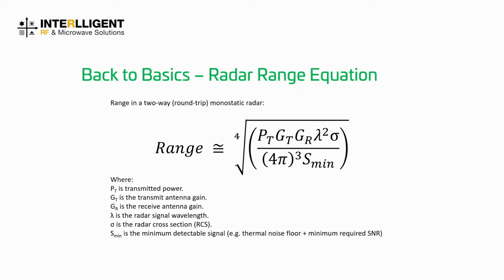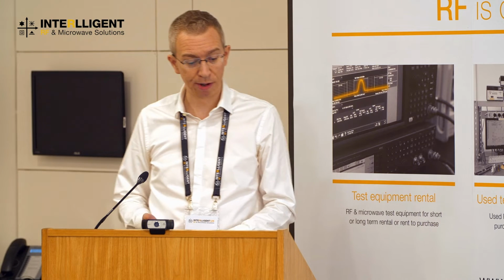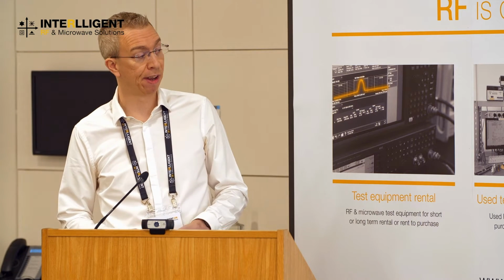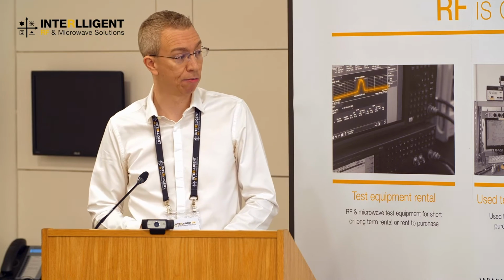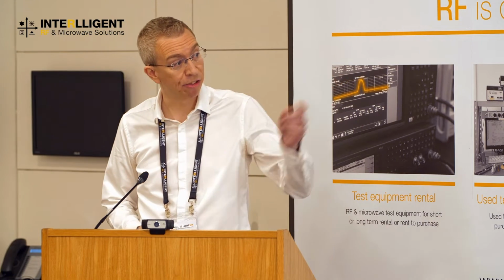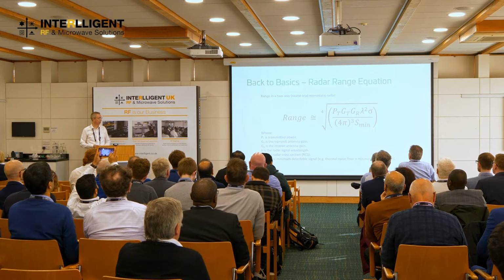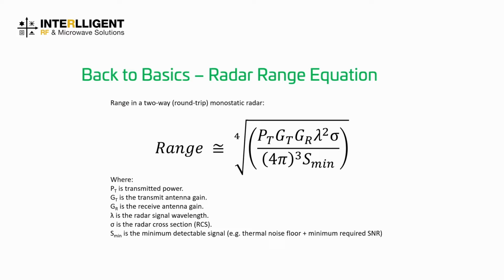So, if we're designing a radar, we really ought to start out with the radar range equation, which is pretty much probably where everybody starts. This is a function of the transmitted power, the gain of the transmit and receive antennas, the wavelength we're operating at, and the expected target radar cross-section. And then S-min is our minimal detectable signal. So this is thermal noise and the minimum required SNR in our receiver.